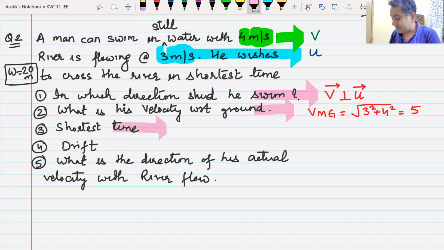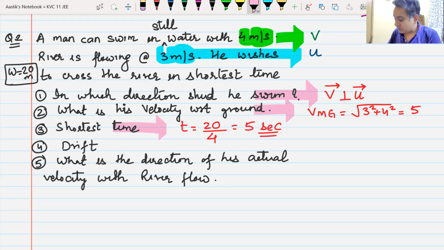What is the shortest time, anyone? How much time it takes to cross the river? That is the shortest time. Anyone got this, or should I write the answer? No one got it. So it is 20 divided by 4. That is 5 seconds. So the shortest time is 5 seconds.